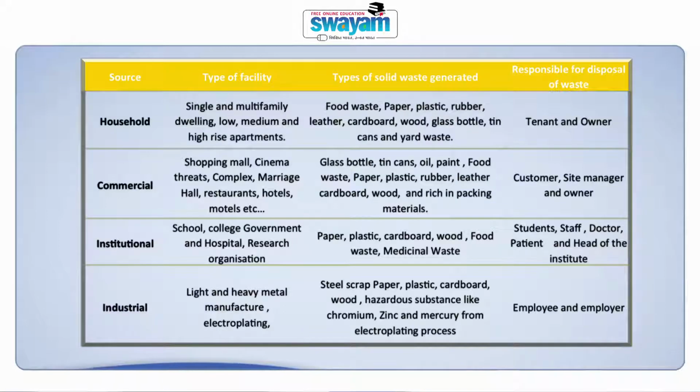Now, as I told you, this industrial category can include a small scale industry, a large scale industry or a cottage industry. So, light, heavy metal or electroplating industry, all will be included under the industrial sector. The examples of the waste generated from the industrial sector can be steel scrap, paper, plastic, cardboards, wood and other hazardous substances like zinc, chromium, mercury, etc., which are generally used in an electroplating process. As I told you earlier, the employee as well as employer of the industries are responsible for the disposal of this industrial waste.